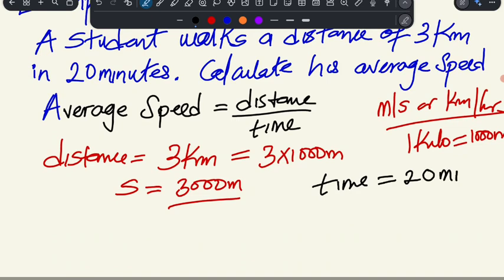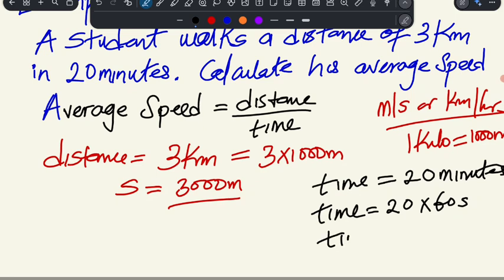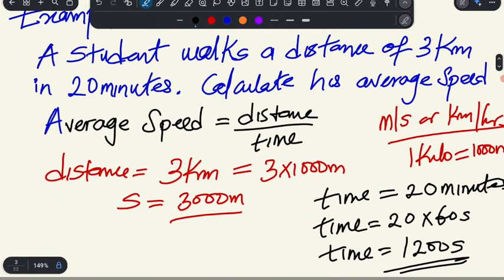We have 20 minutes. Converting 20 minutes to seconds, the time will be 20 times 60 seconds, because 1 minute is 60 seconds. So our time will give us 1,200 seconds. So that is the time. Now I say calculate the average speed.